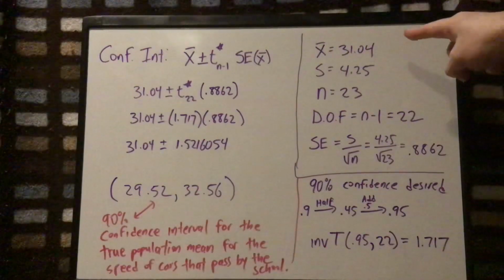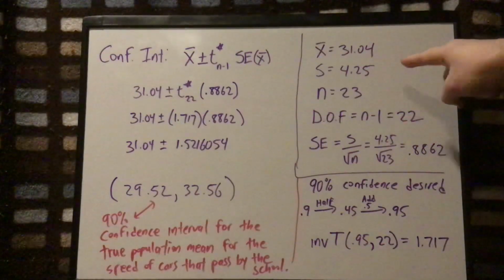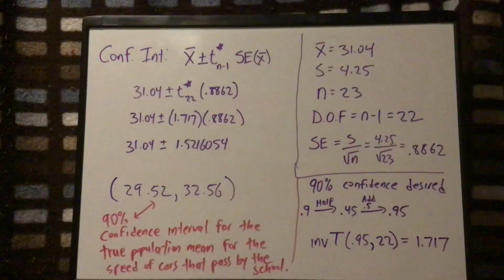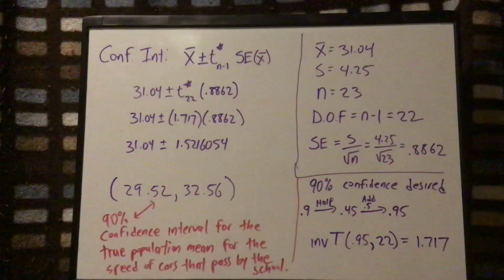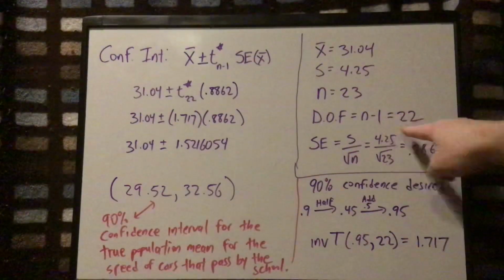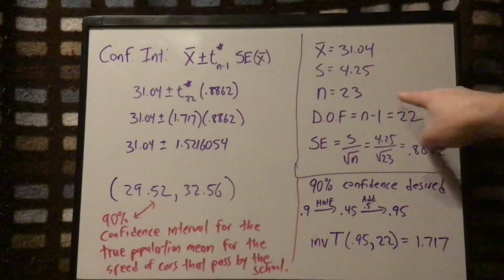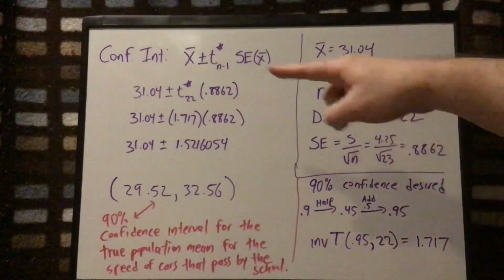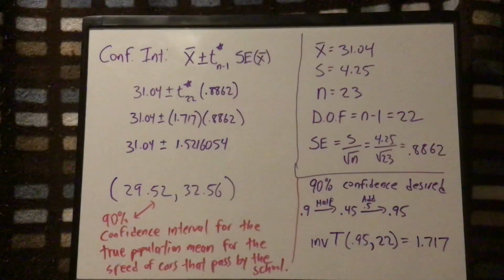Remember, x bar was our average speed of cars. Our standard deviation was how much those were spread out. I got those in the calculator by doing one variable stat on that list in the warm-up. These are our sample numbers. I also have my sample size. There were 23 cars in my sample. That lets me get the degrees of freedom. The degrees of freedom is 23 minus 1, which is 22. So when I make the t-curve in the calculator, I'll show you how to get that t-score that I have over there. So I'm going to use 22 degrees of freedom.